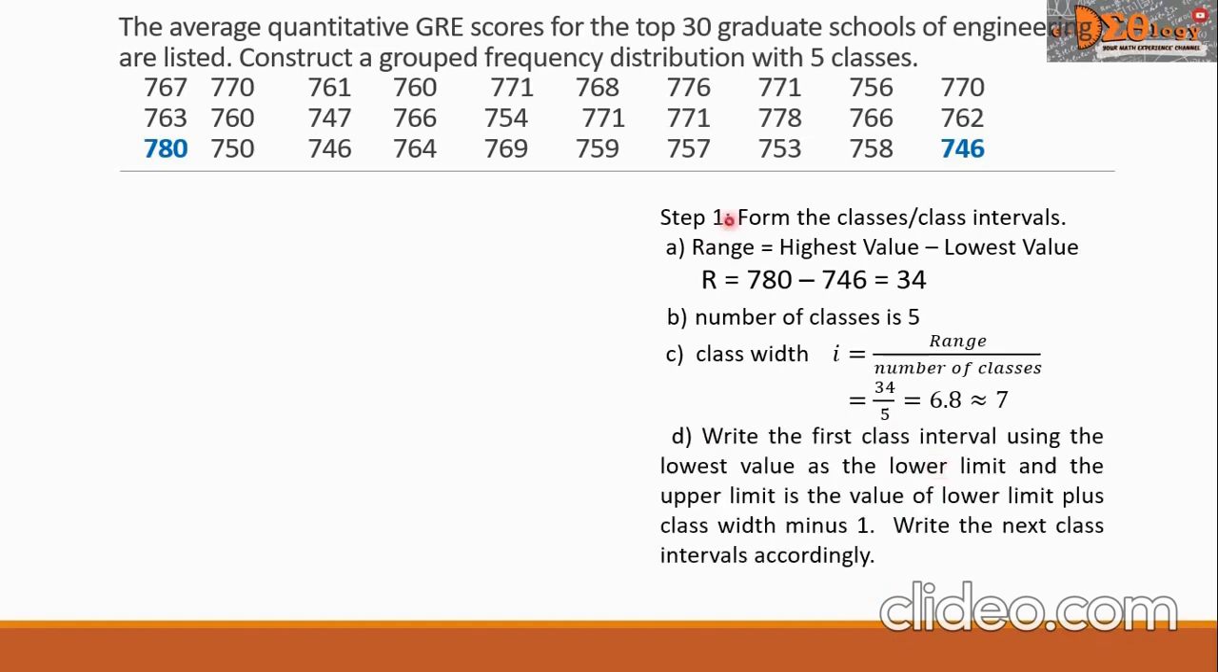Let's go now to step 1D. Write the first class interval using the lowest value as the lower limit. We can use a value a little lower than the lowest value, depending on the purpose of the author. And the upper limit is the value of the lower limit plus the class width minus 1. Write the next class intervals accordingly.